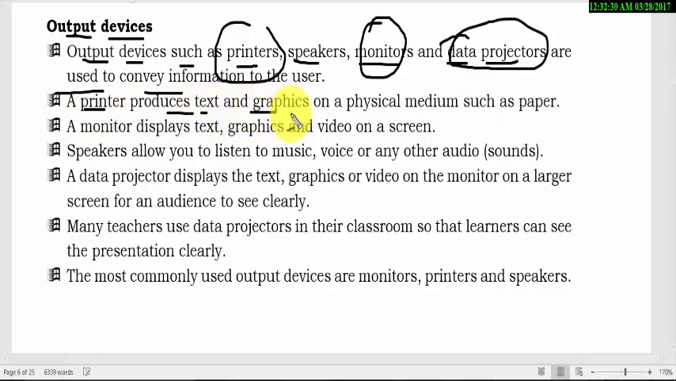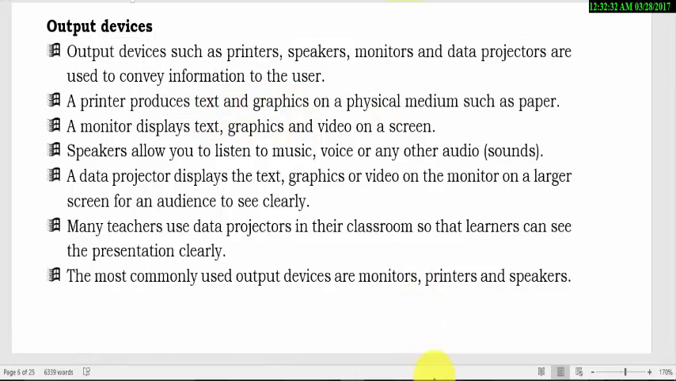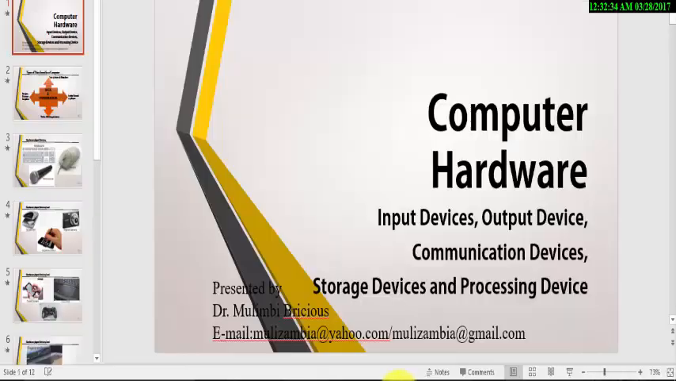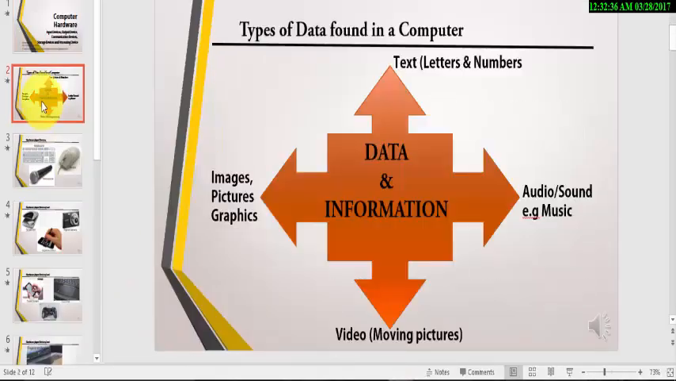So what we are saying is that a printer produces text and graphics. If you look at our diagram here for the four-arrowed shape, when you are using a printer or when you want to print out work, the printer will only print text and also what? Graphics. The printer will not print audio. The printer will not print video. So that's it about the printer.